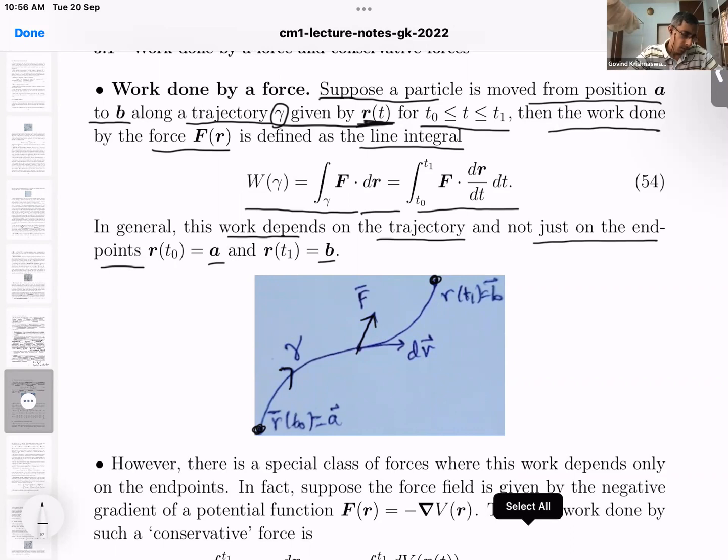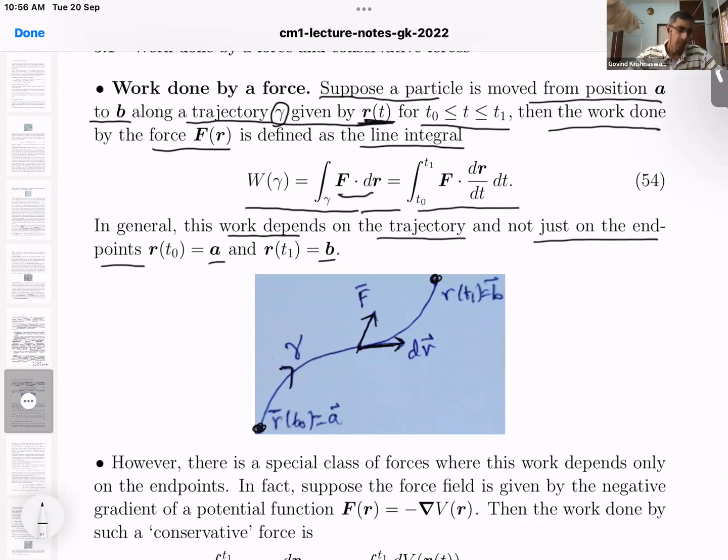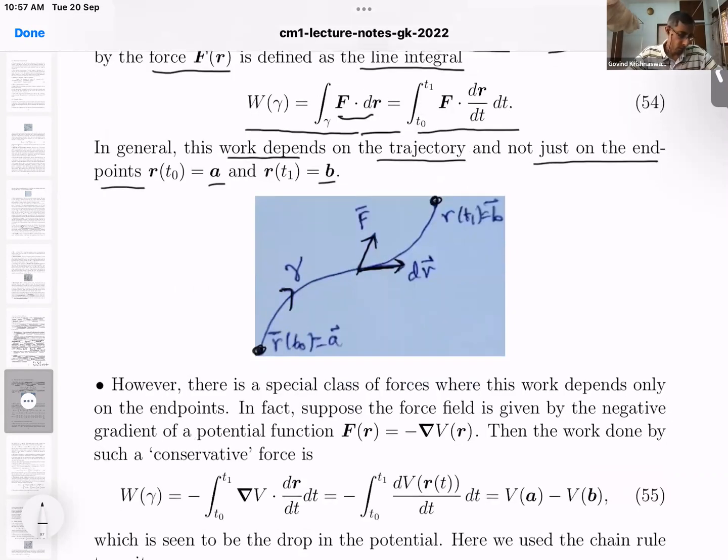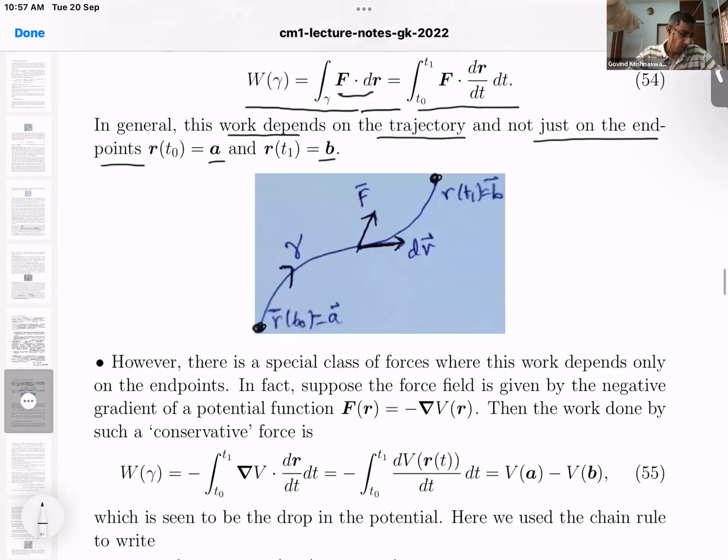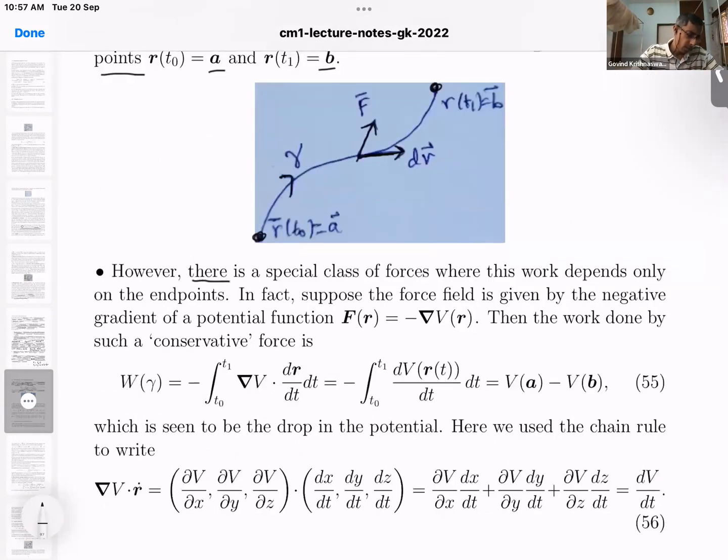Of course, at any point along the curve, there is the infinitesimal displacement vector, which I call dr. And the dot product F dot dr is the infinitesimal work done. Integrating it gives the total work. Okay. However, there is a special situation, a special class of forces, where this work depends only on the endpoints.